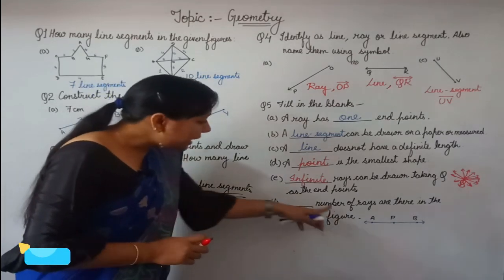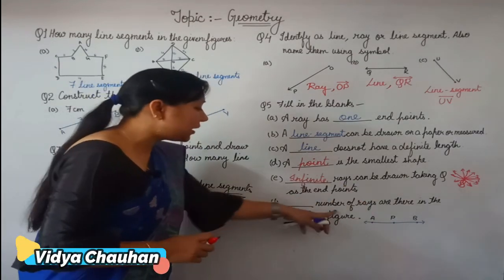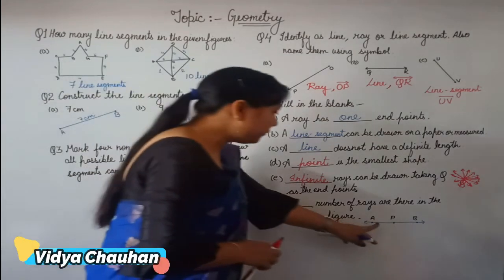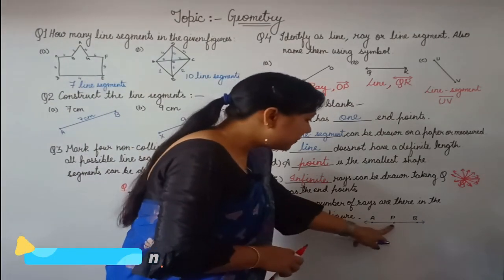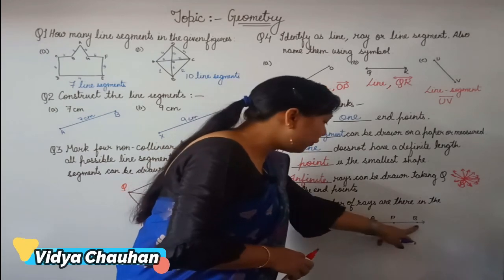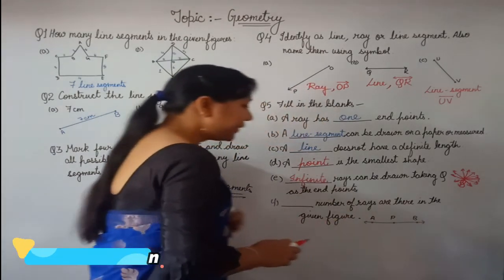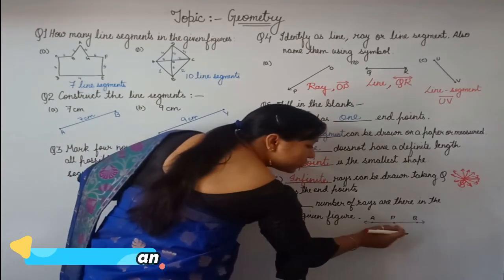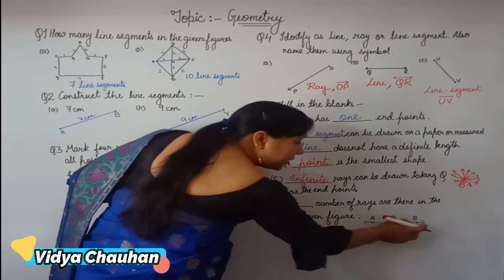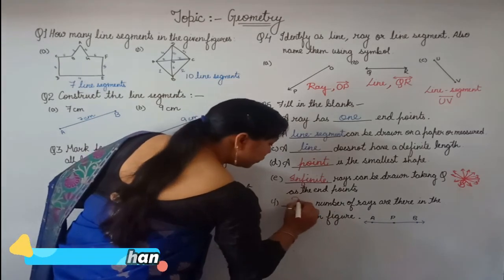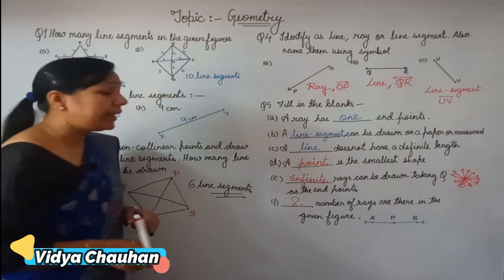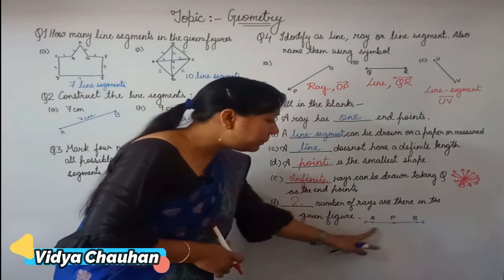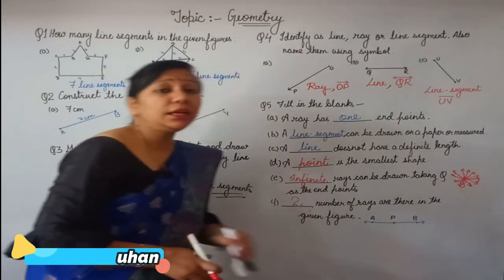F part: dash number of rays are there in the given figure. How many rays are there in the given figure? Here the figure is given to you. It is a line in which there are 3 points A, P and B. Rays mean one of the endpoints should be fixed. So P, A and P, B. So there are 2 rays in the given figure. And their names are ray PA and ray PB.